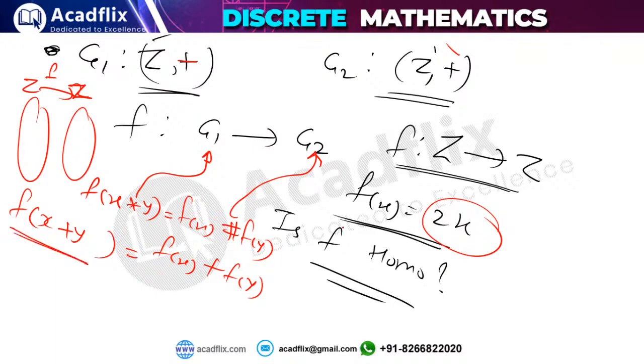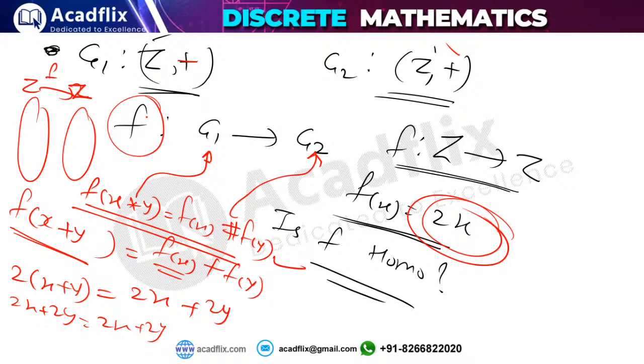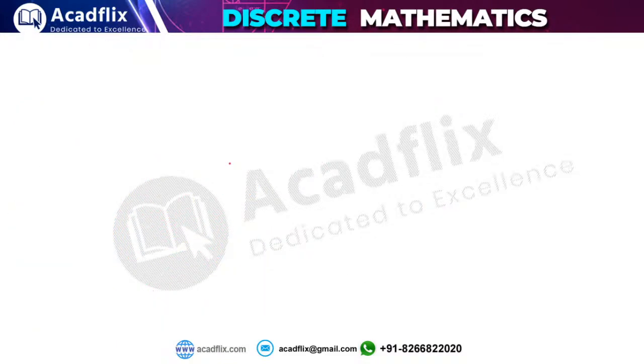What is this f(x plus y)? You can check, f(x) is equal to 2x. So f(x plus y) will be 2(x plus y). This is equal to, what is f(x)? f(x) is nothing but 2x. What is f(y)? f(y) is nothing but 2y. So 2x plus 2y is equal to 2x plus 2y. So this property is satisfied. Hence we can say that this function is a homomorphism. So this is how you can find whether a function is a homomorphism or not.